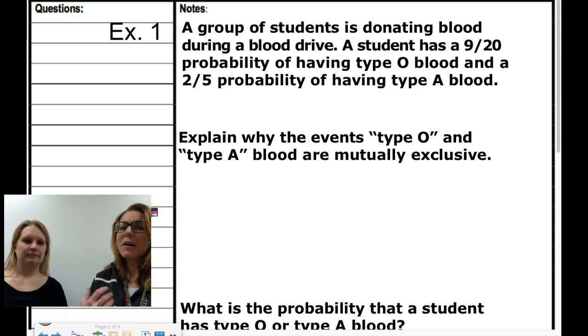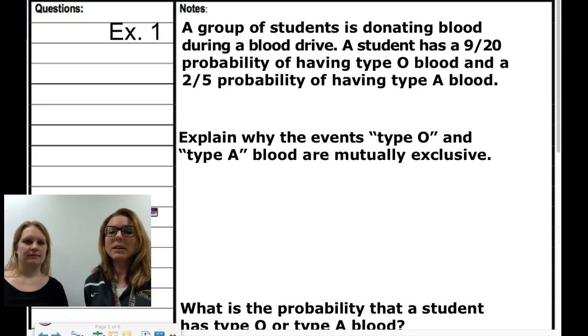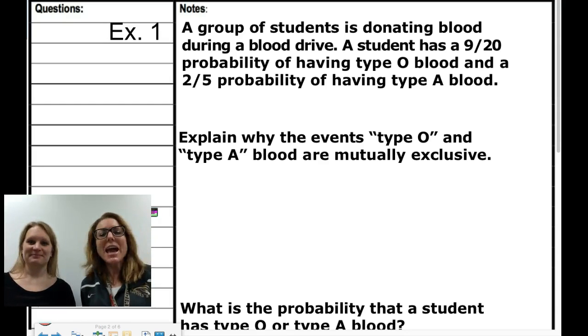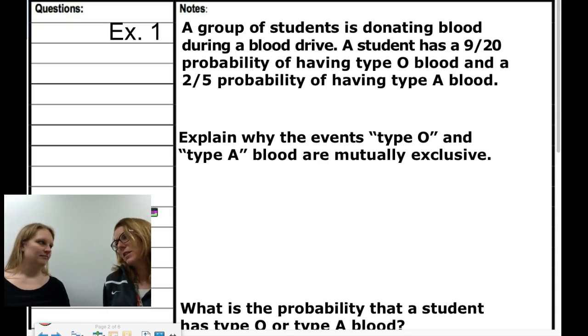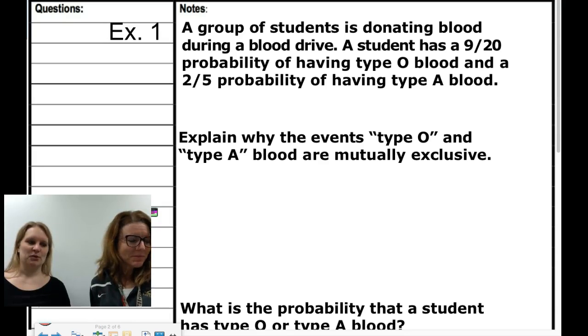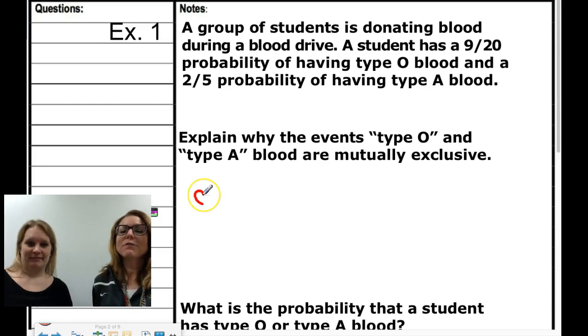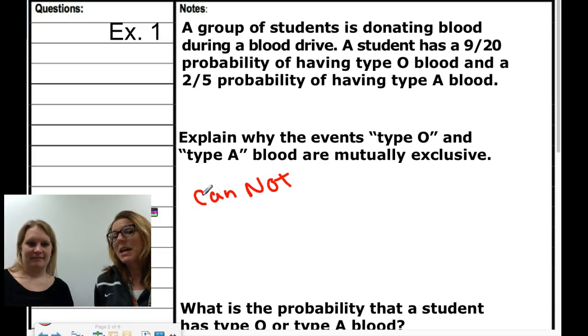And on the next page, we have a great example. Example number 1. A group of students is donating blood during a blood drive. A student has a 9/20 probability of having type O blood, and a 2/5 probability of having type A blood. Explain why the events type O and type A blood are mutually exclusive. Well, you can't have both A and O blood at the same time. Right, so maybe we should write that. You cannot have both O and A at the same time. That is why it's mutually exclusive.